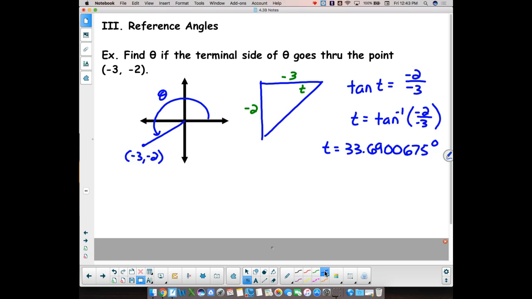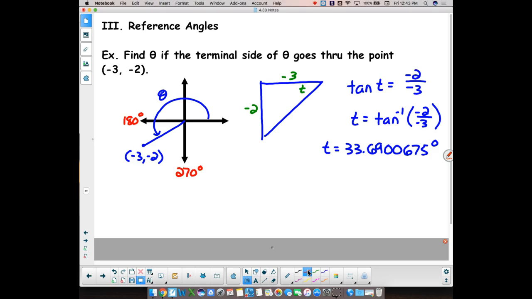What's the problem with T in relationship to theta? Mark, what do you got? T plus 180 equals theta. Are we sure? Because theta's got to be between 180 and 270 degrees, right? Because theta's in the third quadrant. But we found it, so we can't do it.